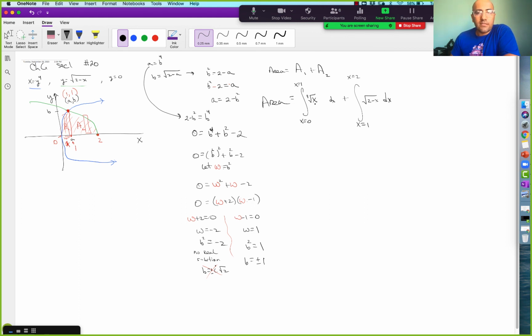Right. So in each case, this is a function of x. The output will be a y. The output will be the height of the rectangle in that little region. Okay. So then to solve this, I'm just going to rewrite this as x to the power of 1/4 dx plus this, which is equal to the integral as x goes from 1 to 2 of 2 minus x to the power of 1/2 dx.